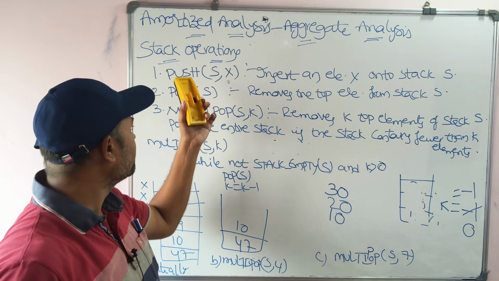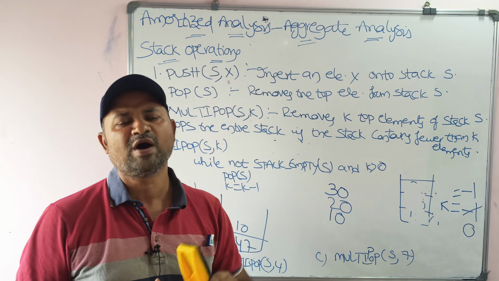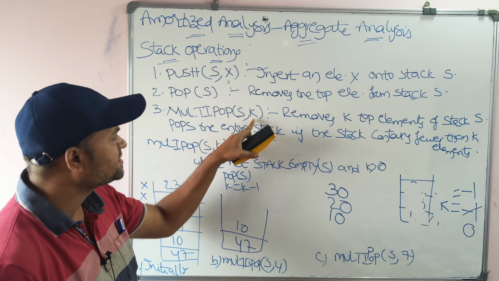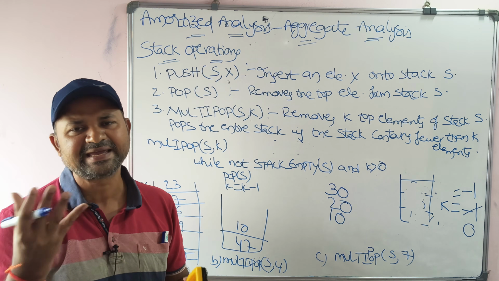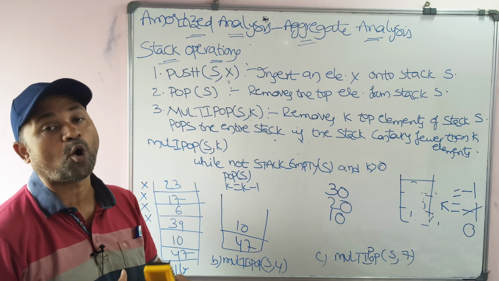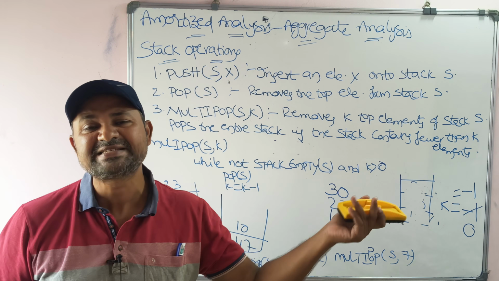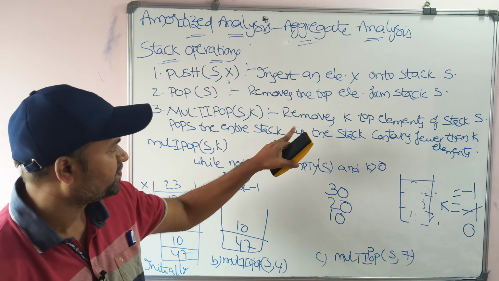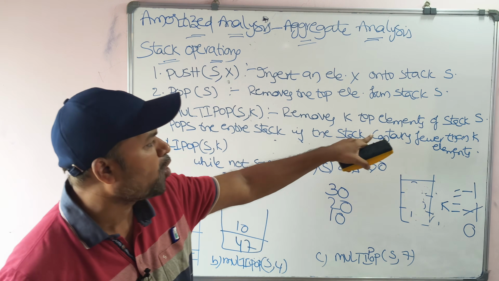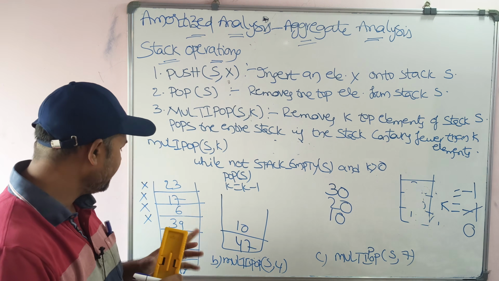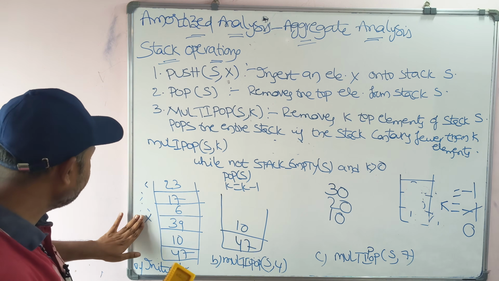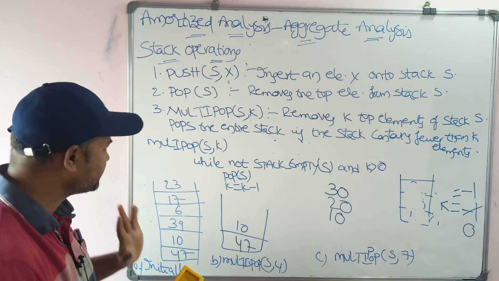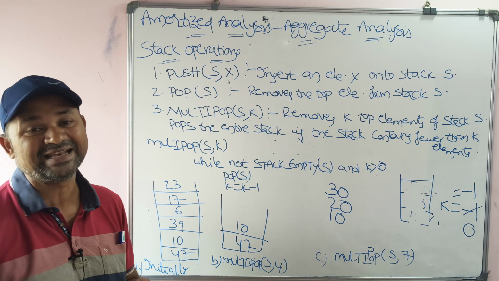In addition to the push and pop operations, we have one more operation called multi-pop. Here the parameters are S comma k. S means the stack, and k means how many elements we are popping. The name itself specifies the meaning: multiple elements are removed from the stack. It removes the k top elements of the stack S. Let's see this example. Initially the stack will contain 6 elements: 1, 2, 3, 4, 5, 6.